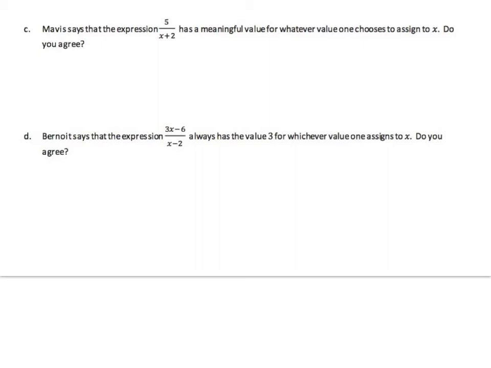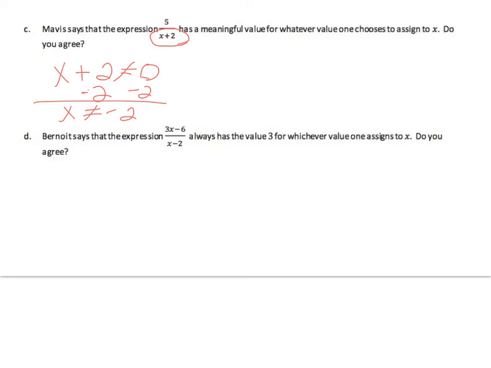We have Mavis. Mavis says that the expression 5 over x plus 2 has a meaningful value for whatever value one chooses to assign to x. Do you agree? Well, we talked about it just briefly. This denominator cannot equal 0, so I can't put anything into the variable because I have to stay away from values that would give me a 0 in the denominator. So right here we can say that x cannot equal negative 2 because negative 2 plus 2 is 0. So I don't agree. Can't do that.